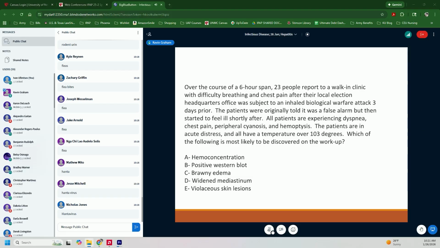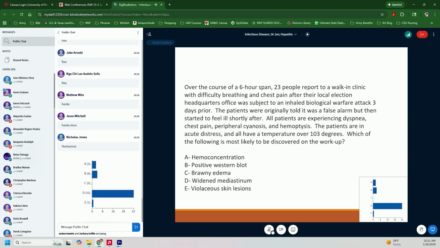All right, we'll talk about this for a second. So, staying in the biowarfare realm, what is the condition that we are most concerned for based on the description here?